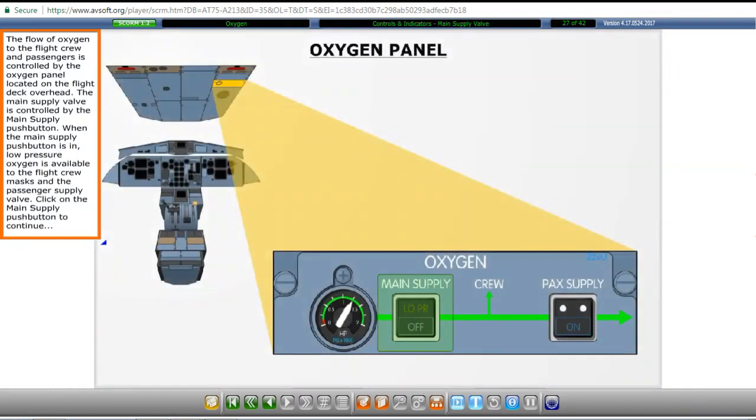The flow of oxygen to the flight crew and passengers is controlled by the oxygen panel located on the flight deck overhead. The main supply valve is controlled by the main supply push button. When the main supply push button is in, low-pressure oxygen is available to the flight crew masks and the passenger supply valve. Click on the main supply push button to continue.